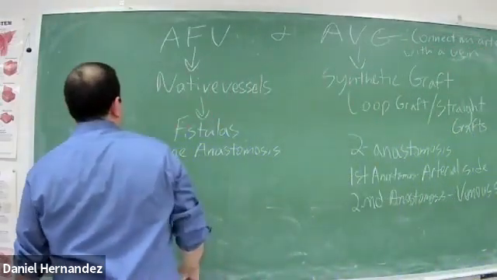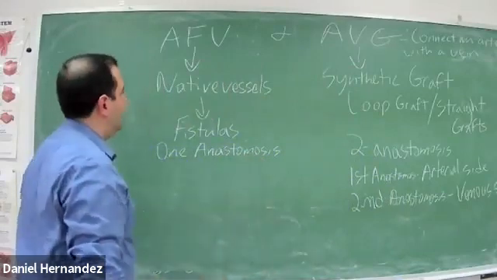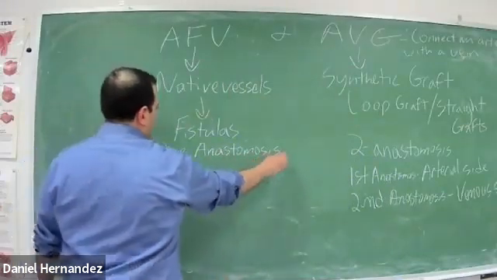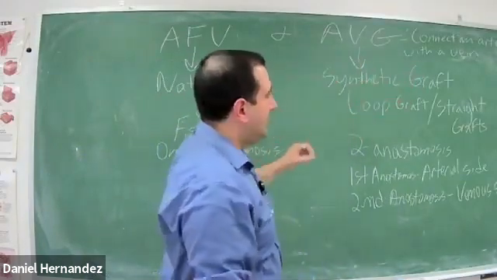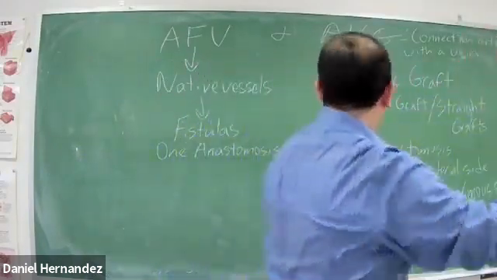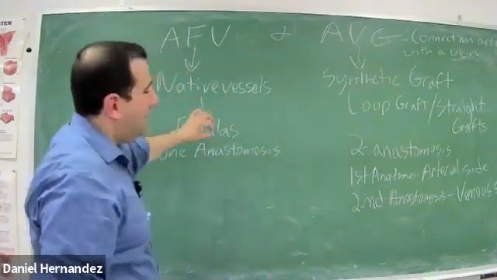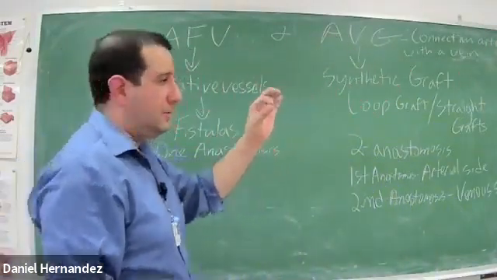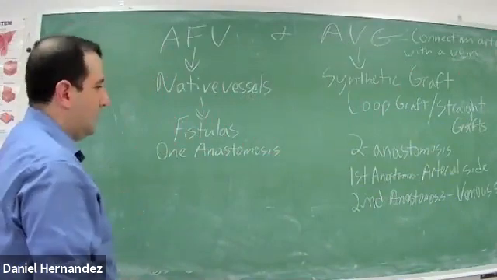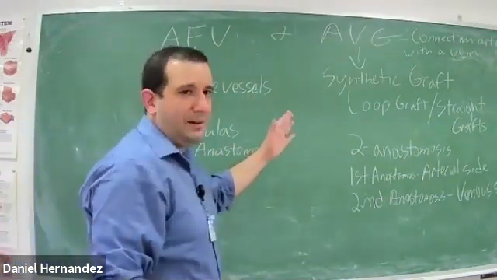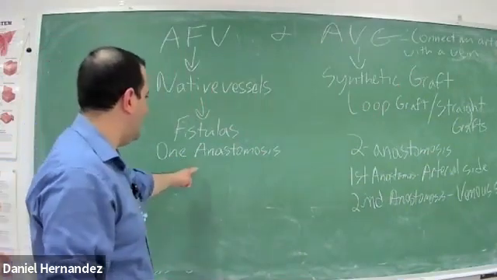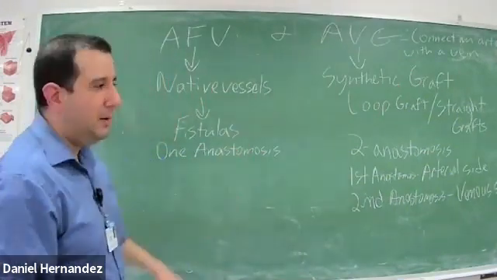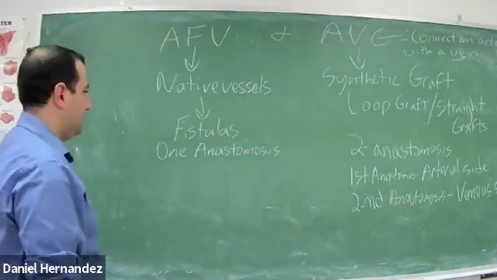And AVF is a connection between an artery and a vein. So that's why we only have one anastomosis. So think of an AVG as a tube that's going to connect your artery to your vein. With an AVF, we're actually making a direct connection right between the two. So we don't have a synthetic or man-made channel connecting the two. So that's why we only have one anastomosis, that connection point between the artery and the vein.